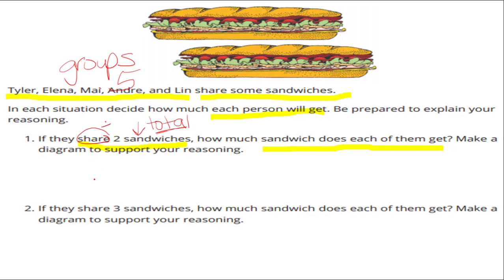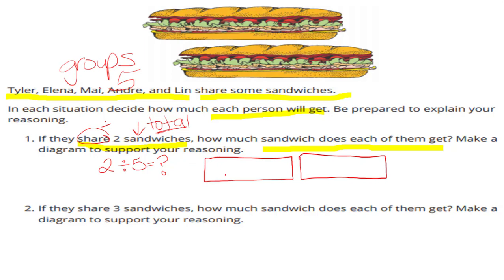So what is my division problem here? I have total divided by groups equals what? Well, it's wanting us to draw a diagram here. So let's draw. Here's 1 sandwich. Here's 2 sandwiches.